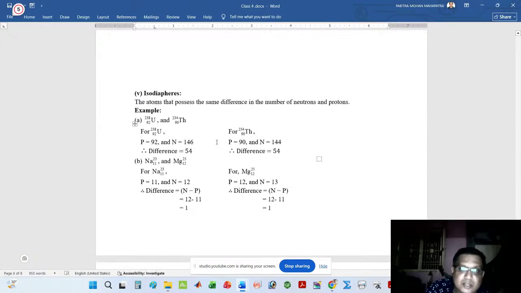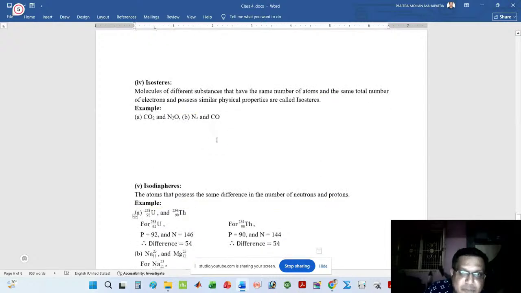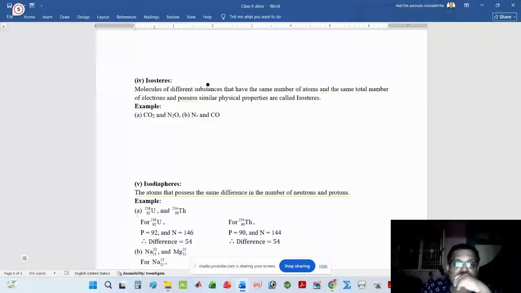Next, isosteres. There are two examples I have given. A is carbon dioxide and N2O. Another is N2 and CO. Isosteres are molecules of different substances that have the same number of atoms and the same total number of electrons and possess similar physical properties.